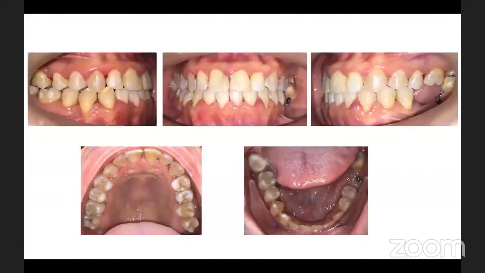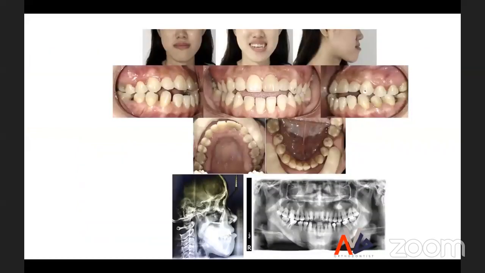So now that brings me to the last case of my presentation today. Do we have any questions? Yes, we do. Are there any cases where you prefer to include second molars in your treatment? Almost all the cases.